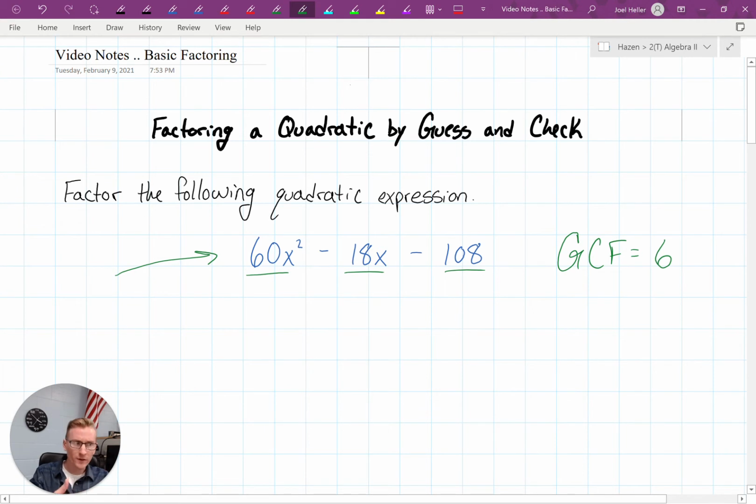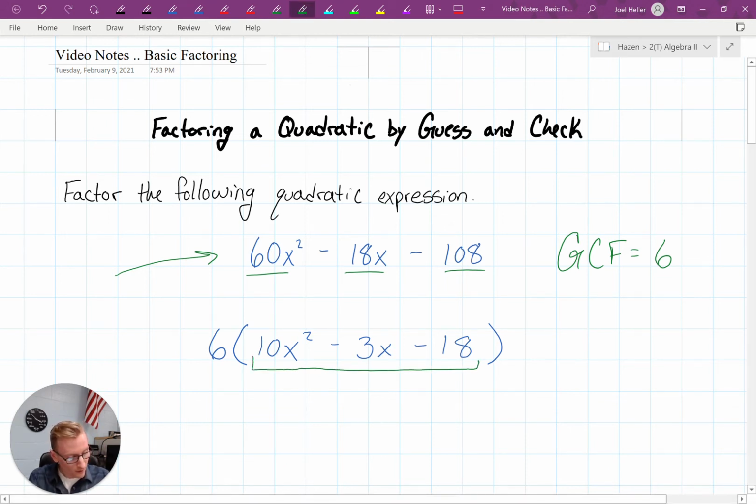So I found my greatest common factor, 6. Now I'm going to pull that 6 out of everything else. That's going to leave me with 10x squared minus 3x minus 18. Now that I have it factored, I'm just going to consider the quadratic on the inside there. And I'm going to imagine that I had two binomials that multiplied together to give me that quadratic. So what would that look like?